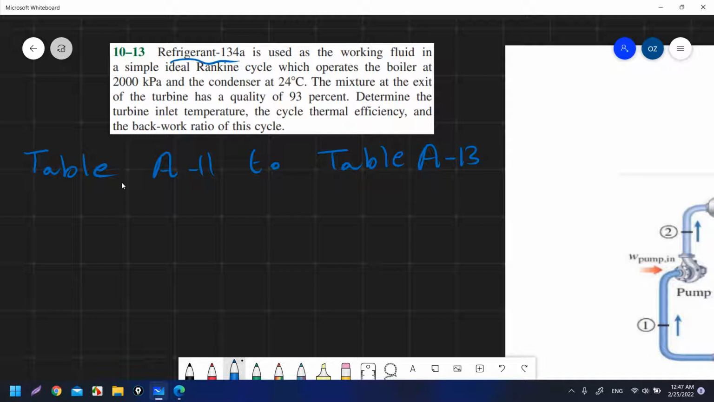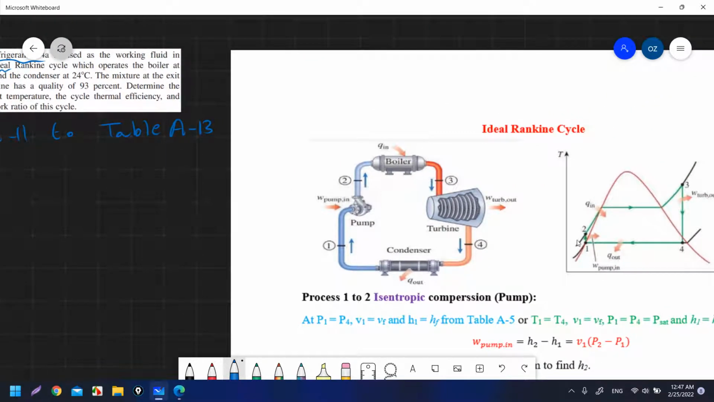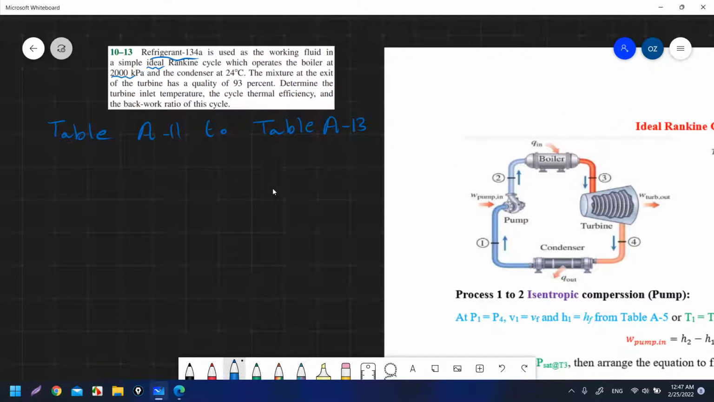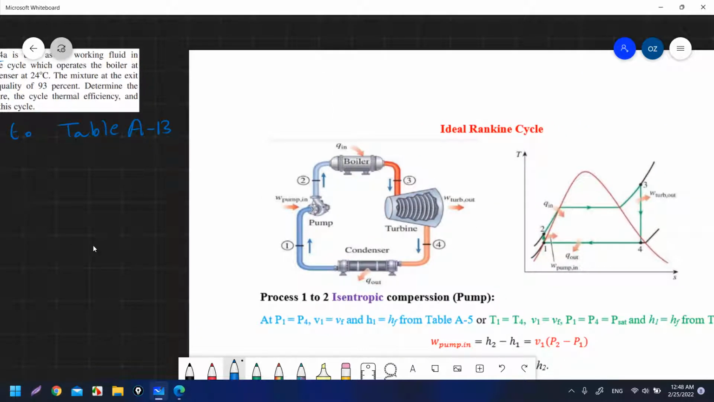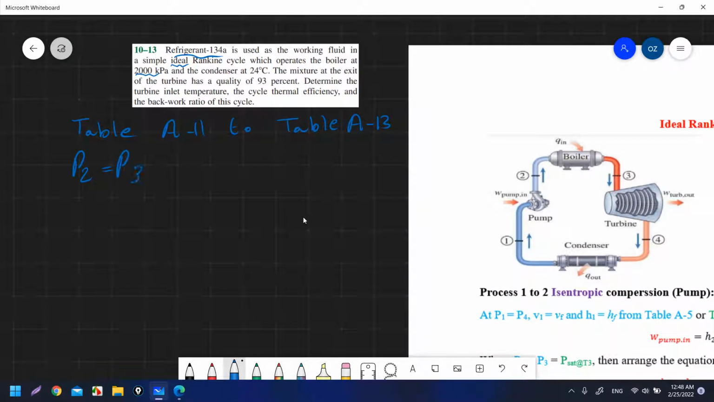Okay, we have an ideal Rankine cycle. It is not actual, so we will not have isentropic efficiency, which operates the boiler. The boiler means the boiler pressure, which operates the boiler at 2000 kilopascal. So the boiler is from 2 to 3, or here 2 to 3. That is the boiler. So, that's a constant pressure line, 2 to 3. So P2 equal to P3 equal to 2000 kilopascal.